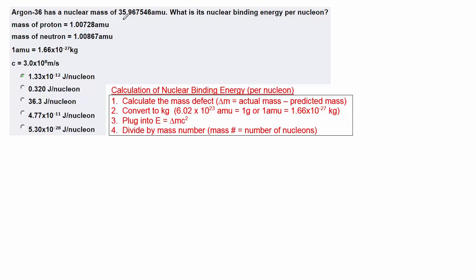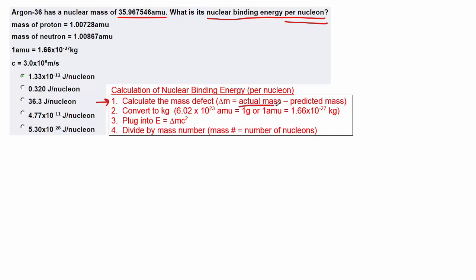In this question, you're provided with the exact nuclear mass for argon-36, and then you're asked for the nuclear binding energy per nucleon. Let me double underline that, because that'll be important at the end of this problem. Calculating nuclear binding energy is a pain, and there's a process to it, and I've got it delineated here. We're just going to follow these steps in order. So the first step is to calculate that mass defect.